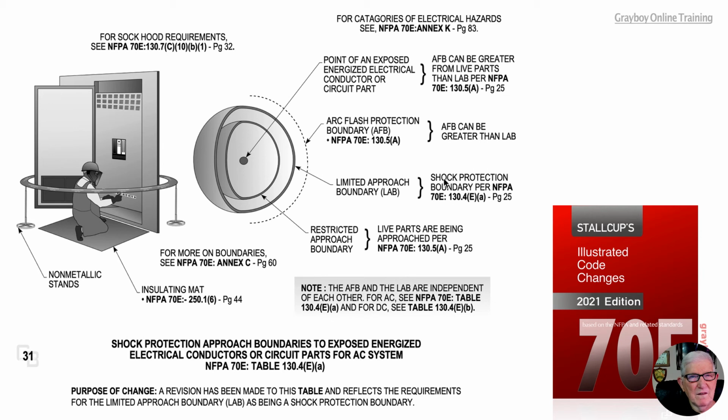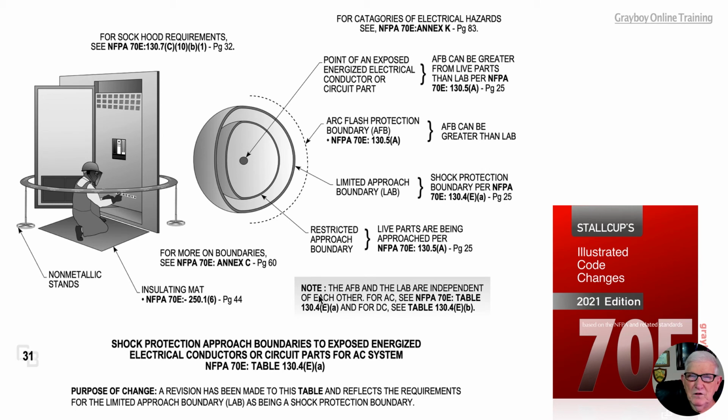The main thing they're pointing out in this illustration is shock protection boundaries have to be looked at and that distance determined from this table 130.4 EA on page 25. Now, live parts are being approached. So when you get in that restricted boundary, then that approach boundary there, you're approaching the area where shock is perceptive to an individual performing a task.